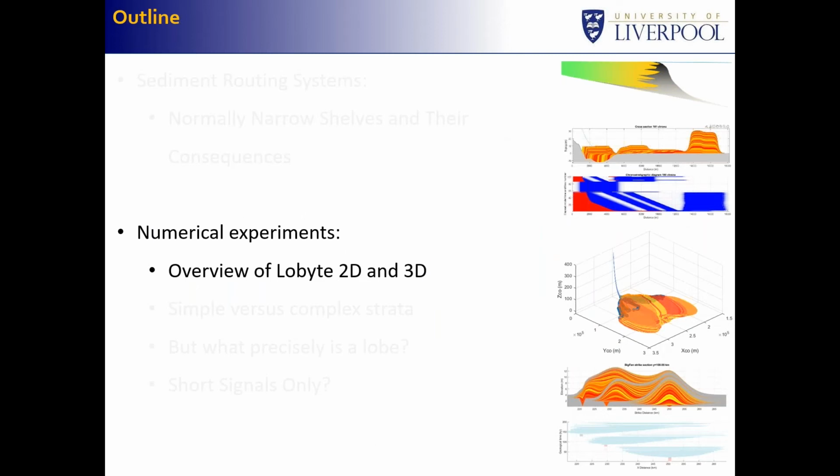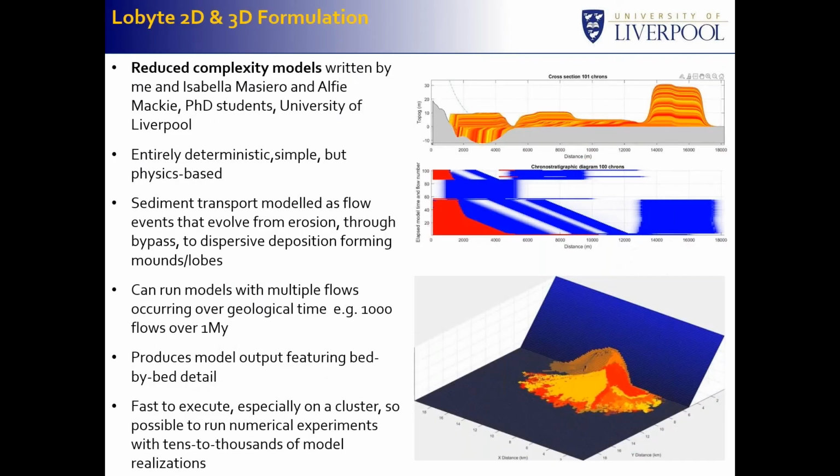Now, numerical experiments then. We've been doing these experiments using a couple of different models that we've developed over the past couple of years. So this is Lowbite 2D and Lowbite 3D, one being two-dimensional, the other being three-dimensional. They're both reduced complexity models. So Isabella Maciero, a former PhD student in Liverpool, myself and Alfie have been writing these codes, all deterministic, very simple, reduced complexity. They model sediment transport in a very simple way, but the really nice thing about them is you can model lots and lots of flows. Because they're simple, they run fast, okay?